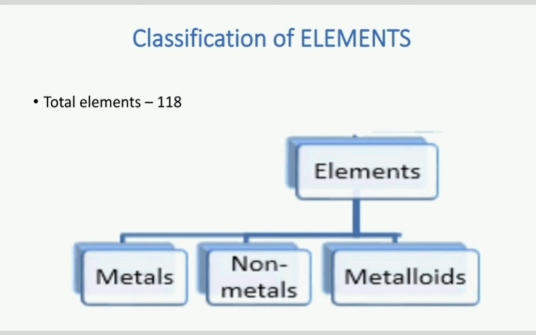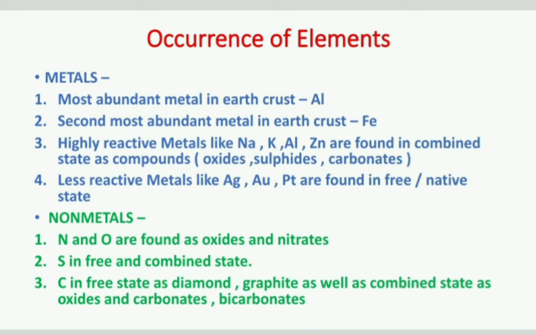Let's talk about where we can find these elements in nature. Metals, since they are generally solid, exist in abundance in the earth's crust. The most abundant metal found in the earth's crust is aluminium, followed by iron, which is the second most abundant metal. The metals which are highly reactive, that means which react with the substances around them, cannot be found in the free or elemental state. They are always found in the earth's crust in the combined state or in the form of compounds, like sodium, potassium, aluminium and zinc. These metals are quite highly reactive.